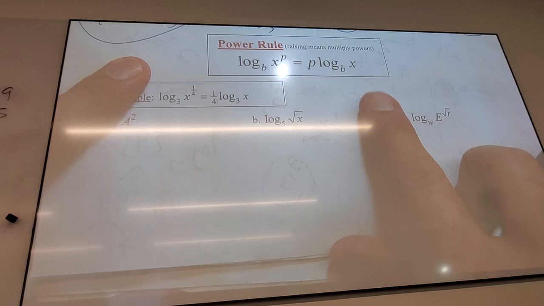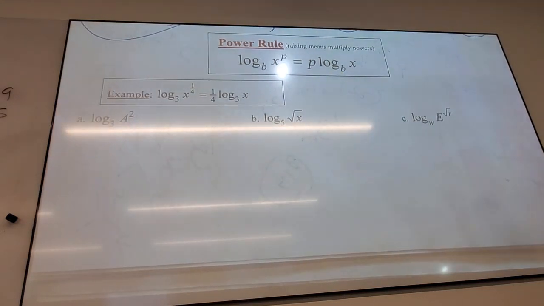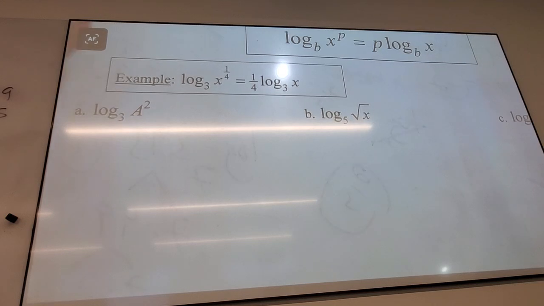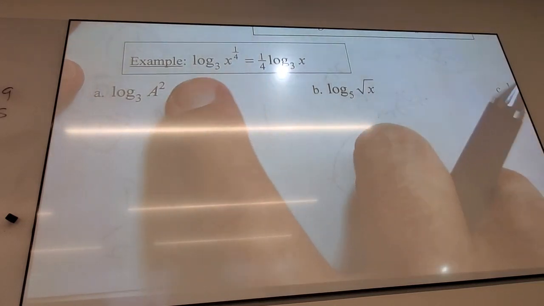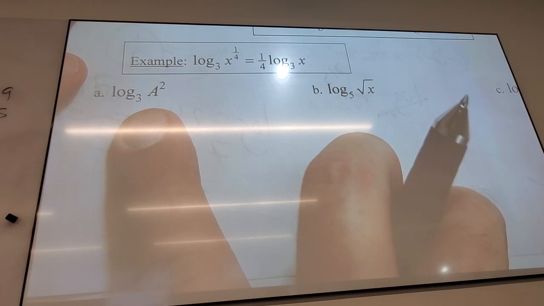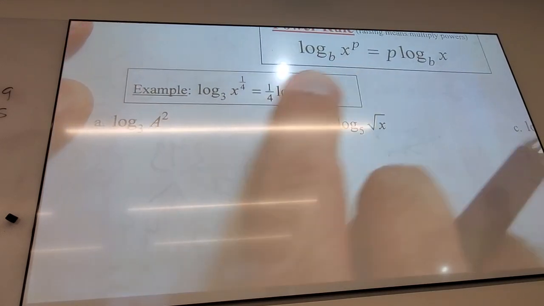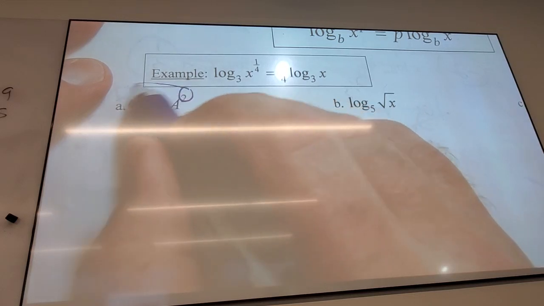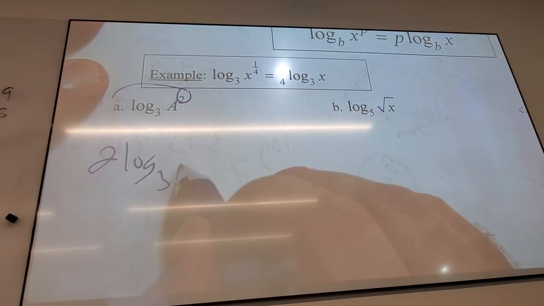And finally, we get the power log rule. Why not? Is your math plogged up? First one here, very simple. The only thing I can do related to this is do what? Take the 2 down. The 2, I can take it down. 2 log 3a.